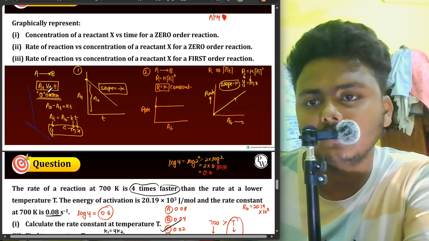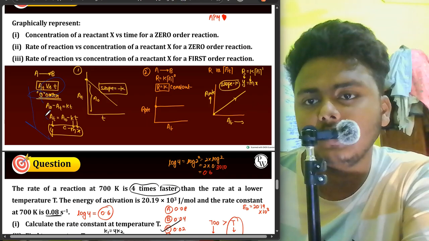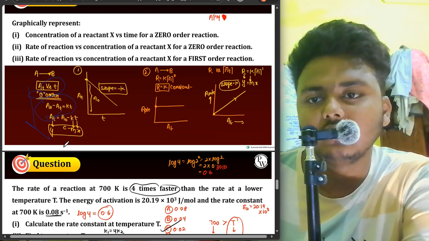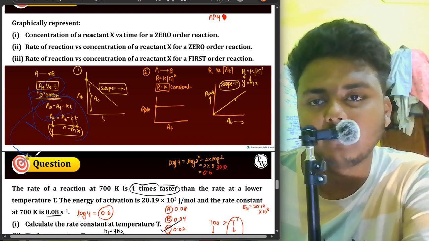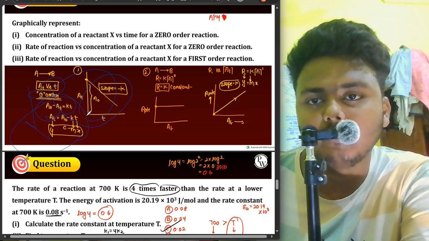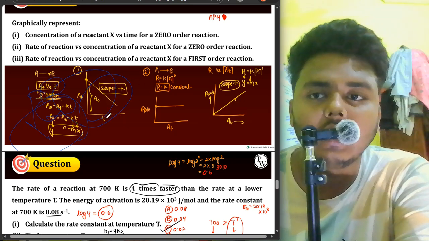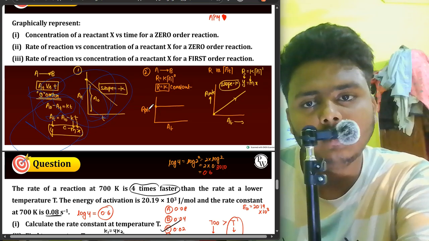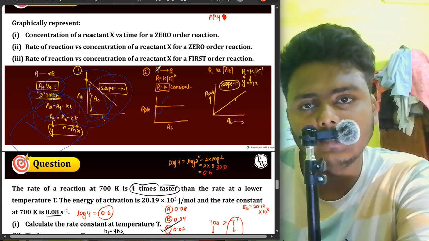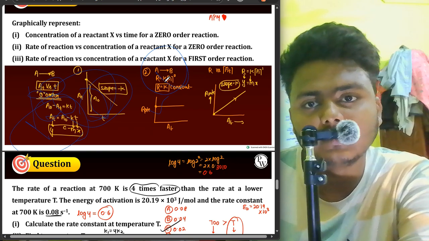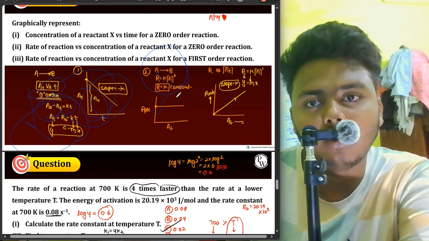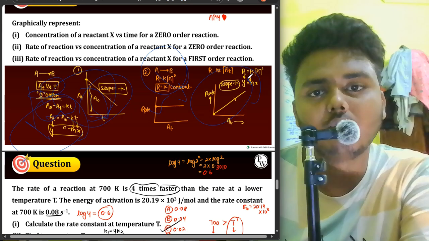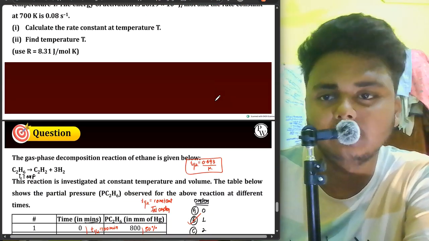A versus T, zero order graph. It is known as the zero order graph. A naught minus At is equal to kt. At is equal to A naught minus kt. Therefore, y is equal to c minus mx, it becomes the graph of a straight line. And so their slope is negative. And rate is constant: r is equal to k A naught, r is equal to k constant. R versus At, r is equal to the slope of the graph.